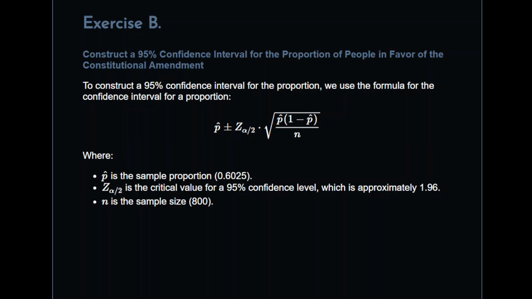So again, point estimate plus or minus quantile times standard error. p hat is the sample proportion, that's our point estimate. Z of alpha over 2 is the critical value for a 95% confidence level, which is approximately 1.96. Now that's an important thing there. Where does this 1.96 come from and how does it relate to 95%? That's an important question and worth dealing with in a different video if you're not familiar with it. You should become familiar with 1.96, as it comes up very often when dealing with these sort of questions. And n is the sample size, 800.